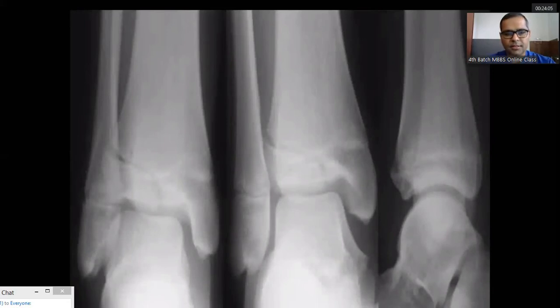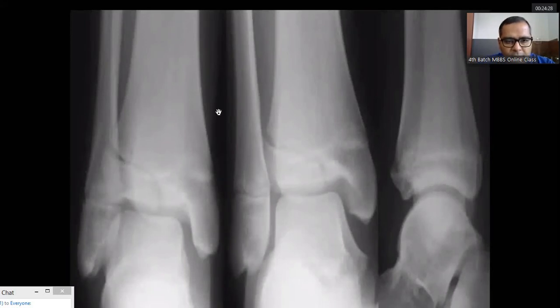Okay, look at this X-ray. It's an X-ray of a child. We can say that it's a child because there is a physis. We can appreciate the physis, which has not fused completely. There is a fracture line extending right from here to the joint. So this is an intra-articular fracture.